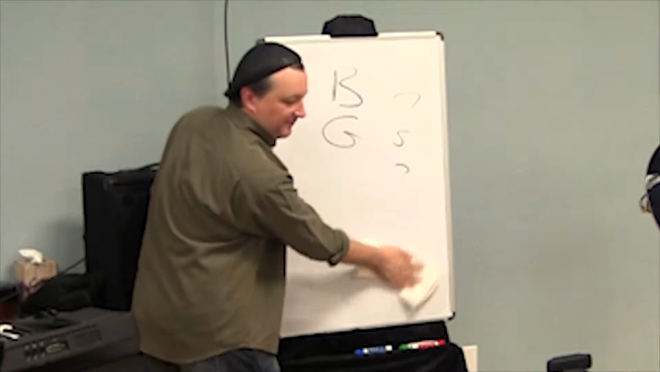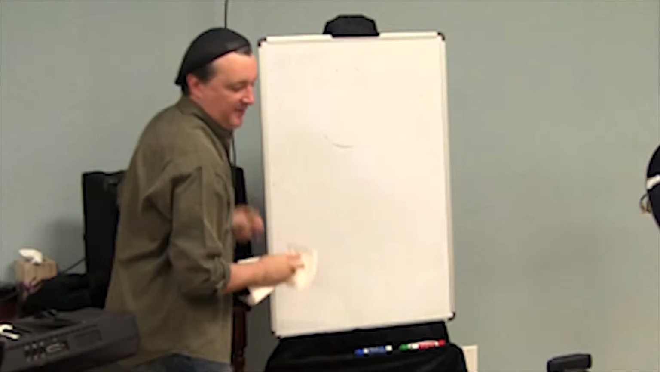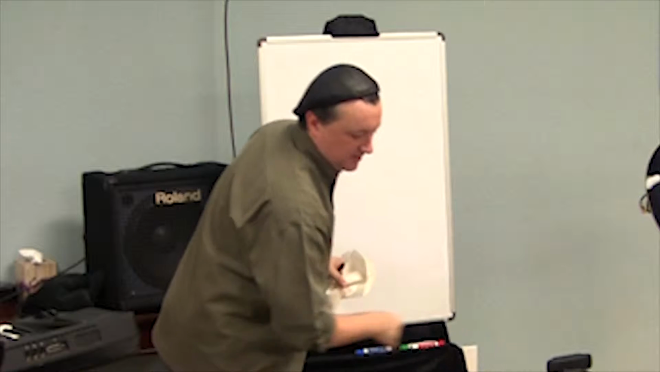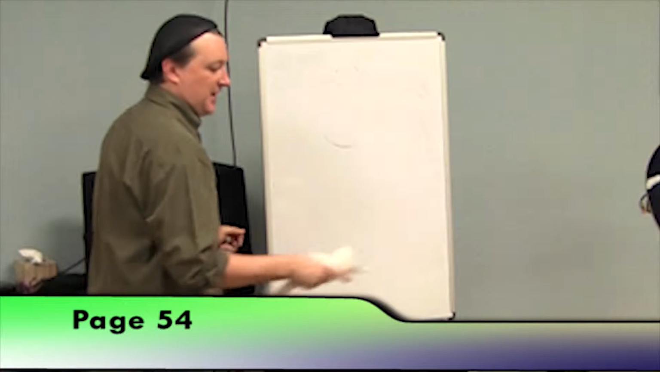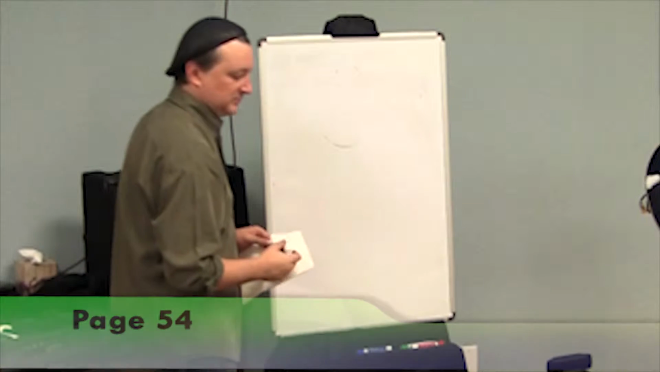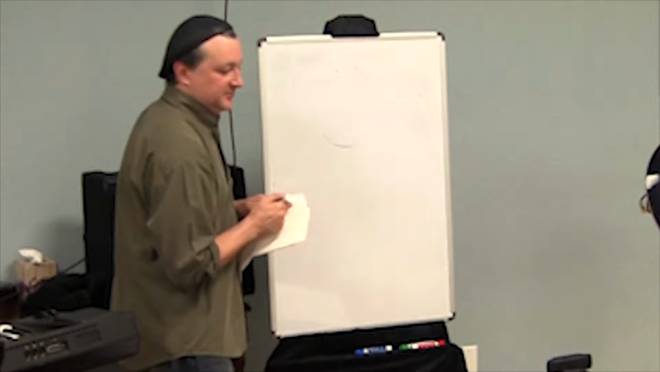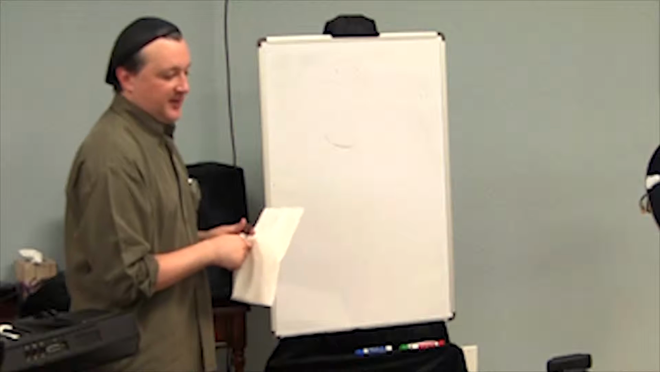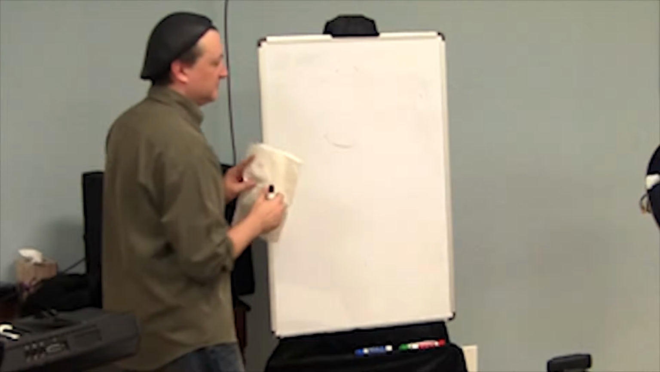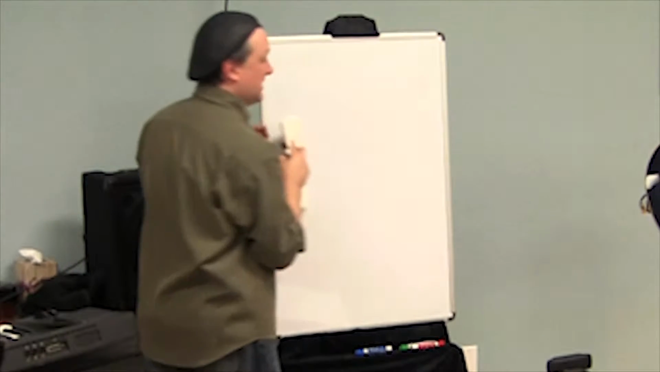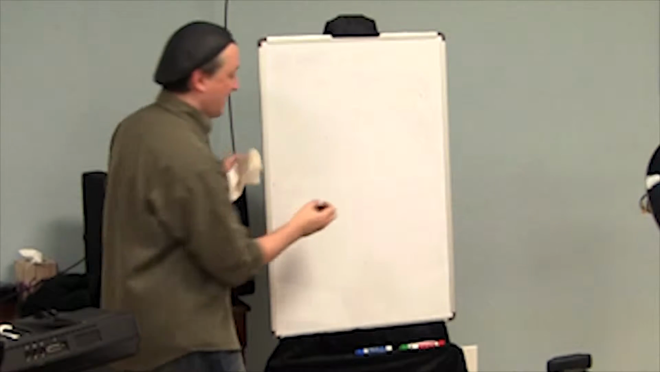Let's go to the next step. And now, if you're following along, we are on page 71. Now we're on the second grouping there. If we build on the fourth scale degree, the fourth degree of C is what? F.